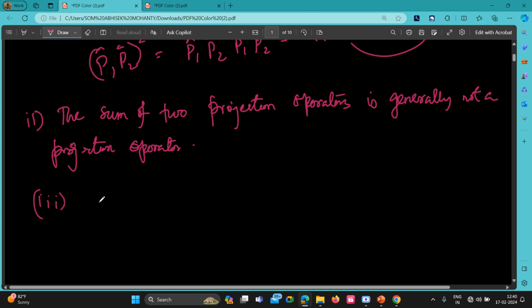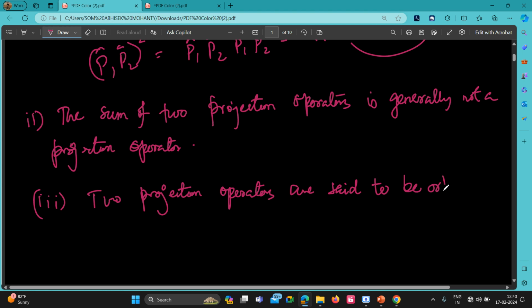Last, no, third point: two projection operators are said to be orthogonal if their product is zero.